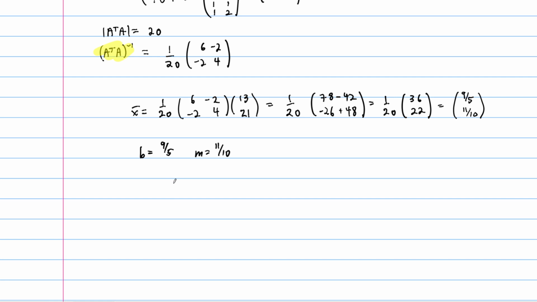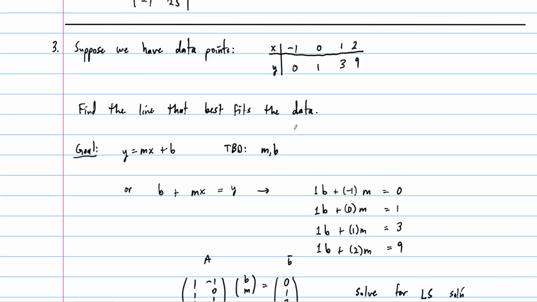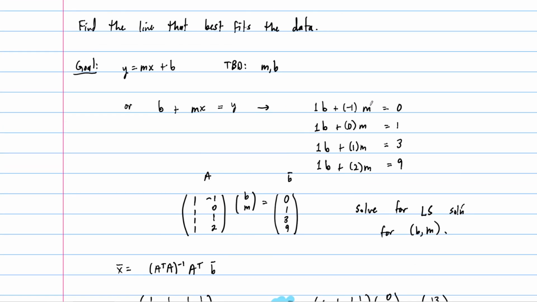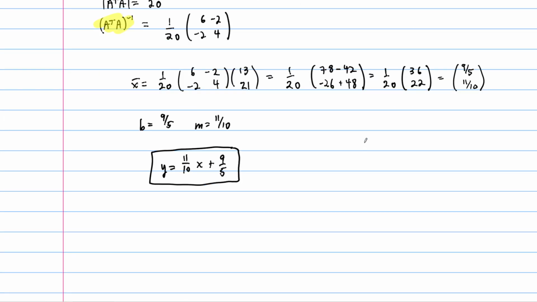And so our line of best fit, remember that was our goal, right? To find the equation of the line of best fit. Our line is going to be y equals 11 over 10 x plus 9/5. And so that is the least squares solution to the line of best fit for this data that we were given here. So that's the best fit line for our data. All right, so hopefully that all made sense. Let's now end with another example.